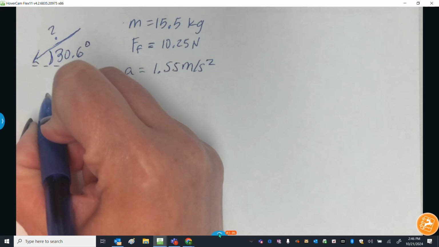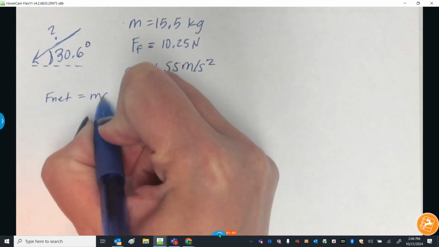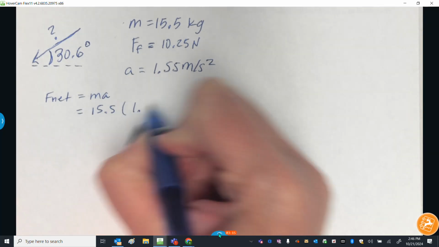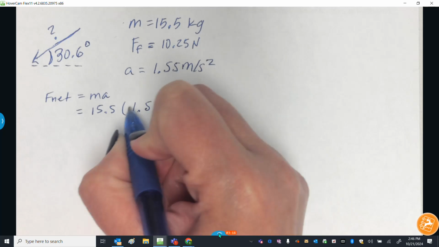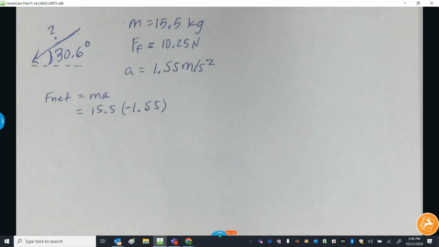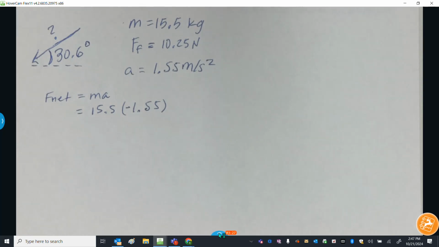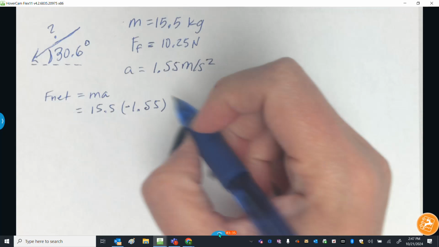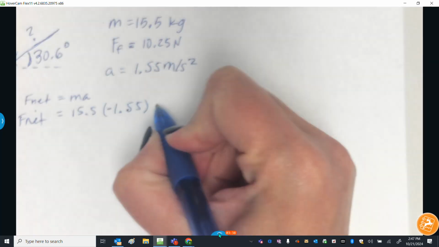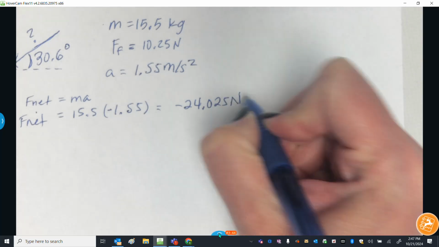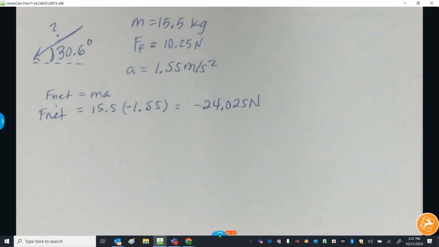I can solve for my net force using the equation F net equals ma, where we have a mass of 15.5 kilograms and an acceleration of 1.55 meters per second squared to the left. I did go ahead and tack a negative sign on to indicate that this was in the leftward direction. So I'm going to multiply 15.5 by negative 1.55, and that is going to give me a net force that is equal to negative 24.025 newtons.